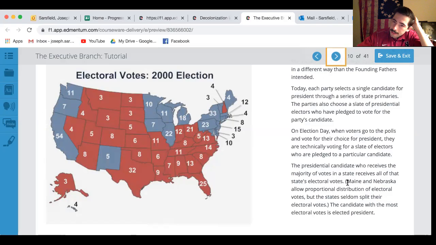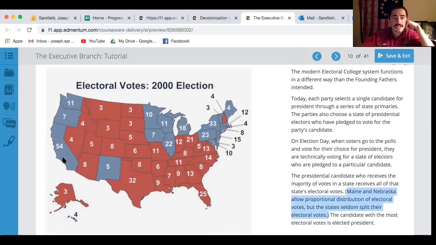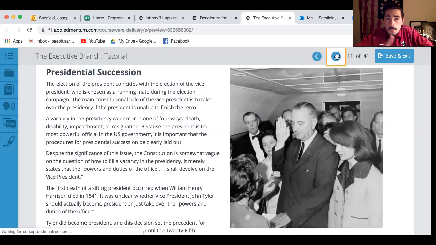Oh, that's where it's Maine and Nebraska right here. So basically, like I said, this lays out the 2000 election, so we've lost representatives since then. Like I said, we have 18, California gained 1, Montana has 3. I already explained that. Hopefully you remember that from class.